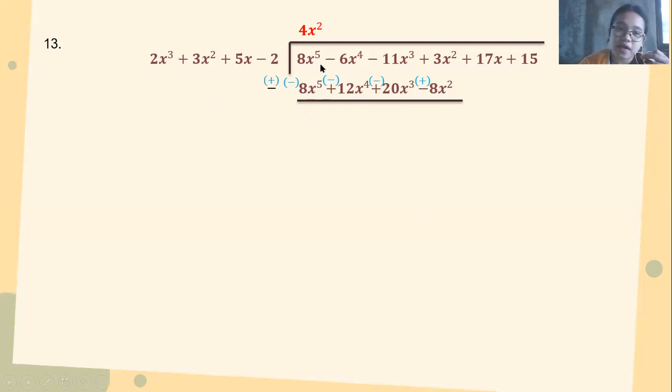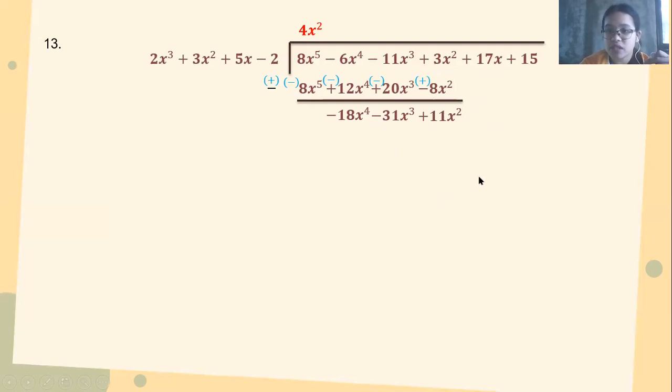8x raised to 5 plus negative 8x raised to 5 is equal to 0. Negative 6x raised to 4 plus negative 12x raised to 4 is equal to negative 18x raised to 4. Negative 11x cubed plus negative 20x cubed, we have negative 31x cubed. 3x squared plus 8x squared is equal to 11x squared.